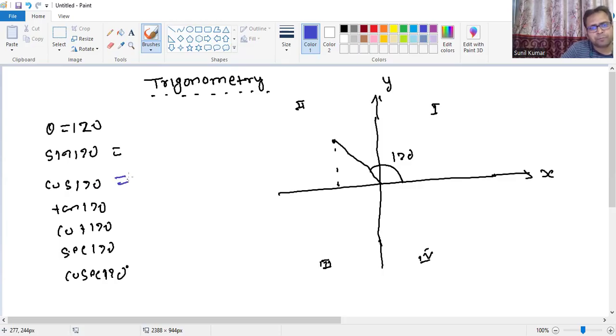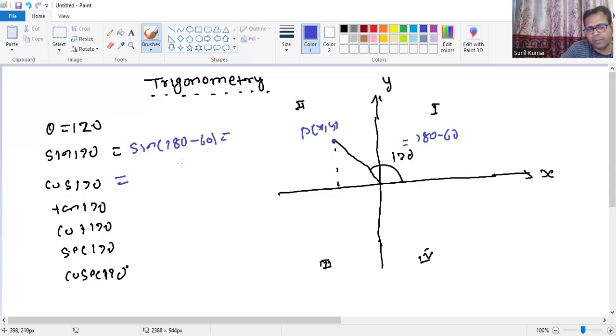Suppose we have sine 120. We know that this angle 120 we can write as 180 minus 60. You know that 120 is equivalent to 180 minus 60. So here we can write sine of 180 minus 60. And we know that in the second quadrant sine is positive. So this angle 120 means we have a second quadrant point. Suppose here we have x, y.